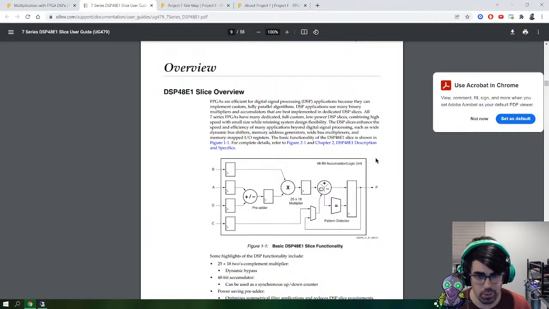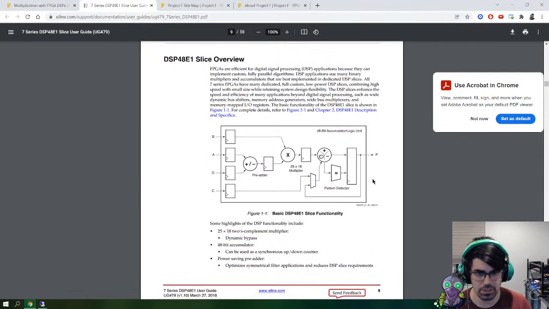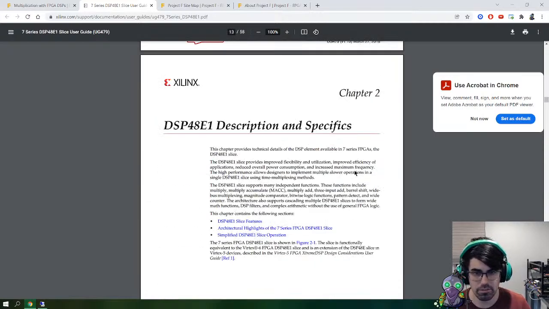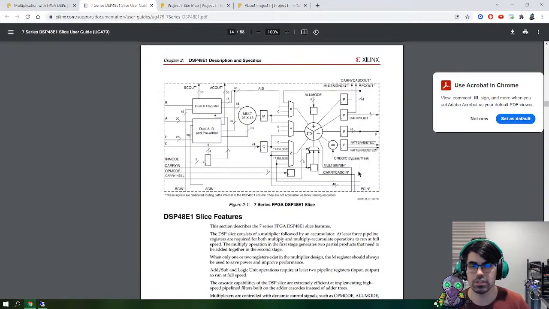We have four inputs that are flip-flopped. Then a pre-adder, then another flip-flop. We have a multiplier, a flip-flop, and then it looks like a mux that determines the outputs, and an arithmetic logic unit. That's the basic slice functionality. Do we have a more sophisticated block? Oh, here we go. This is the more complicated DSP diagram we can go study.